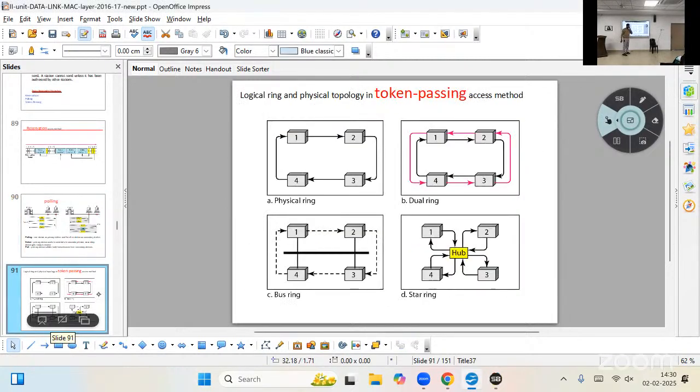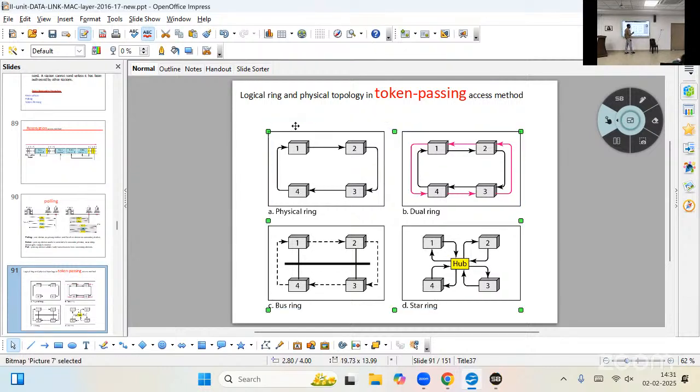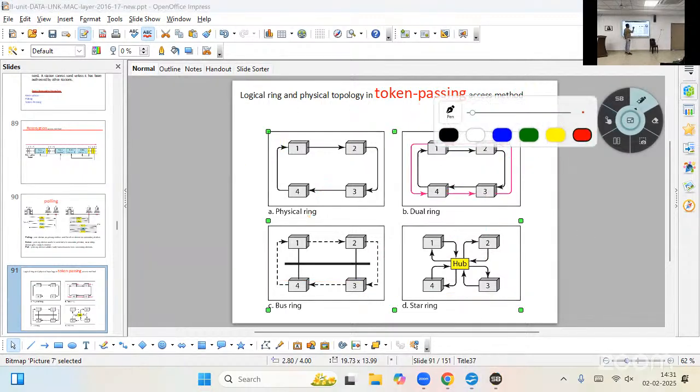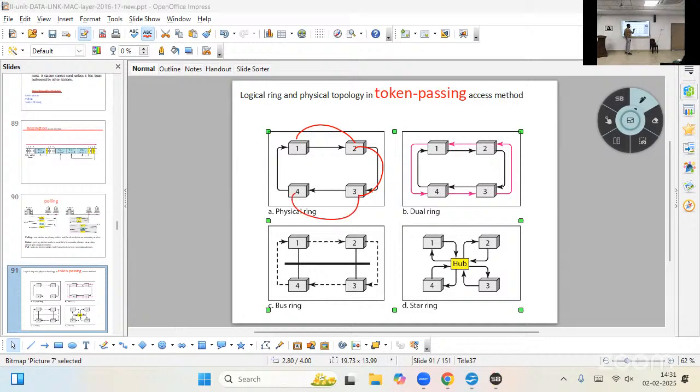So token passing. Token, the name itself indicates what? Token passing. In token passing, first is the physical ring, second is dual ring, third is bus ring, fourth one is star ring. In that, when I want to transmit the data first, I transmit the data, then give the token to whom? The second transmits the data, then after that it goes forward to third, then fourth, then fifth. So the token will be passed.